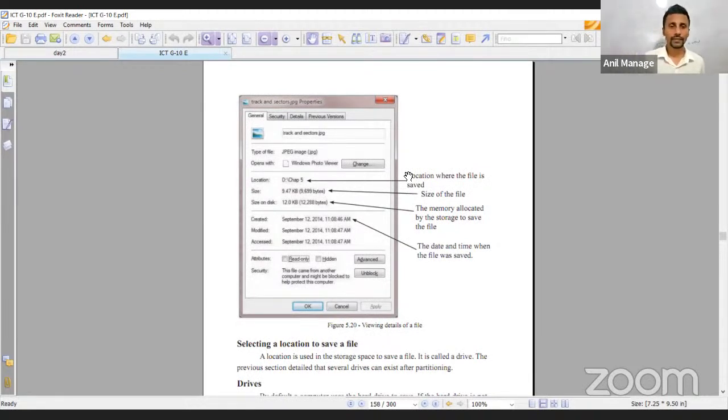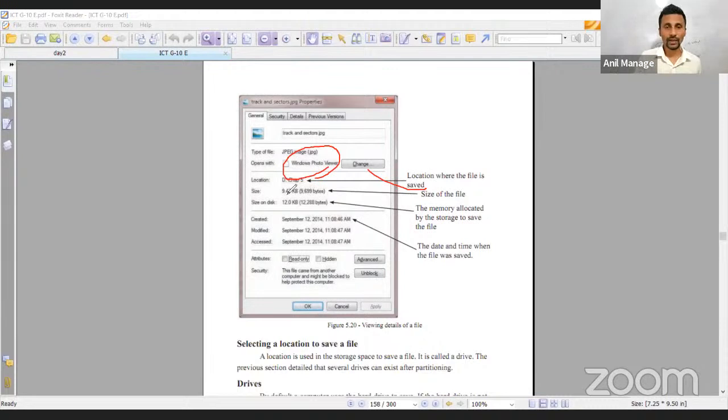When you right click on the file and go to properties, you can see the file name, type, then open with what. As I told you, this is automatically taken by the operating system. Here it is Windows Photo Viewer, the default program. You can change it even. It's a picture now; if you want to open it with Paint or Adobe Photoshop, you can change it. Now the default program has come as Windows Photo Viewer.